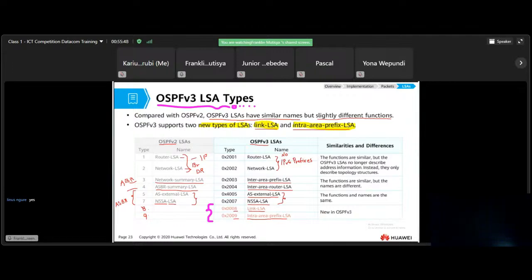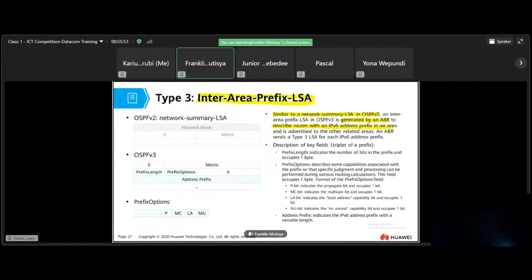Okay. Thank you. So let's look at the new terms here. So we have the inter-area prefix LSA. Now this one you have said is similar to the network summary LSA. Remember, network summary LSA is the LSA that is generated by an ABR. So it's used now to process inter-area communication between different areas, right? We refer to it as network summary LSA.